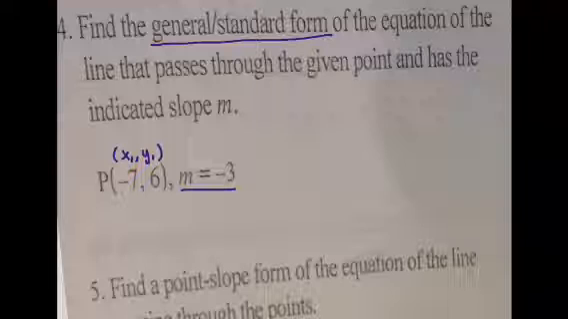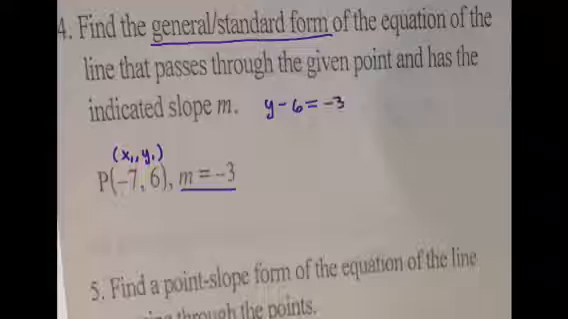Alright, so for number 4, they want the equation in general or standard form. Given the slope is negative 3 and passing through the point negative 7, 6. There are 2 ways of doing this problem. First is if you want to start with point slope form, you would say y minus y sub 1 equals the slope times x minus x sub 1.